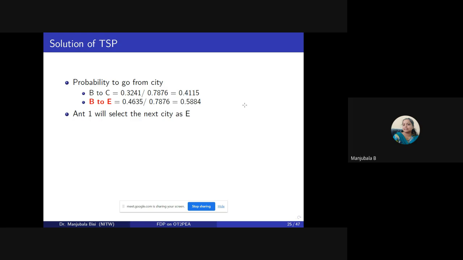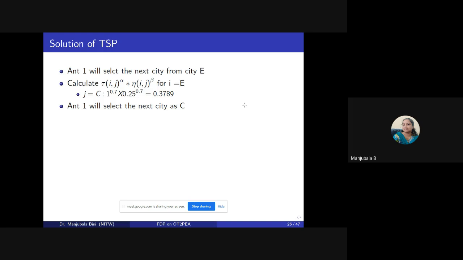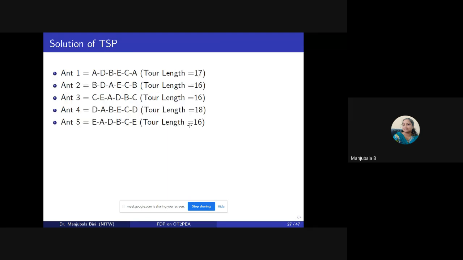After E, he has to make the round trip. After E, there is no choice. He has to move to the city C because one city is remaining, and the constraint is that the person has to visit every city exactly once. After C, only the first city is remaining, so he has to come back to the city A. If you follow this procedure, you will get the tour for the ant 1 as A, D, B, E, C, A.